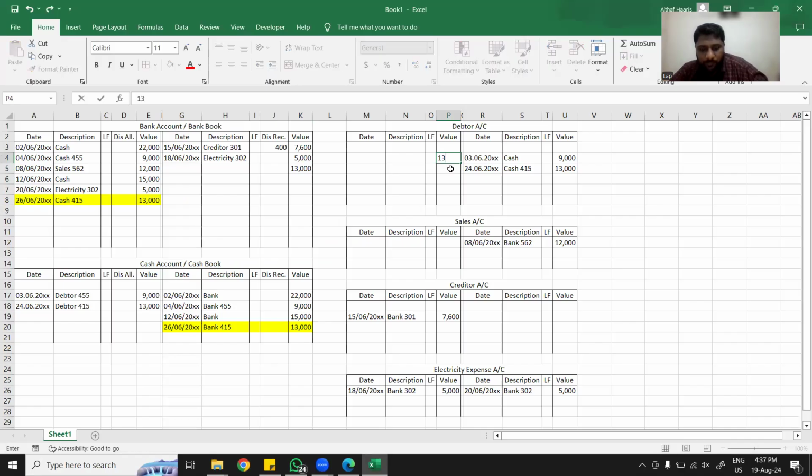13,000. So here debtor, I'll write R415, reversal of 415. Here bank R415, reversal of 415. Reverse, you know. 28/20x6.